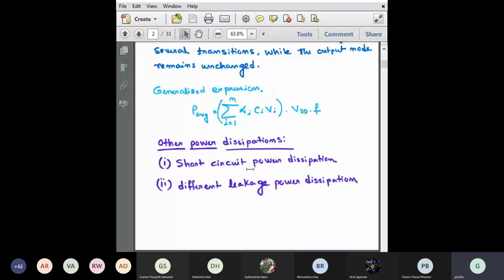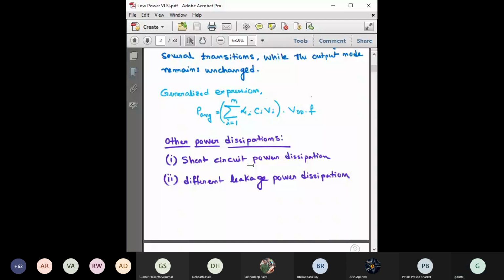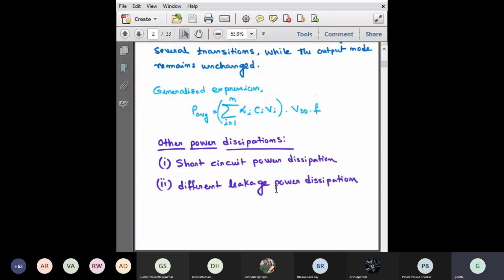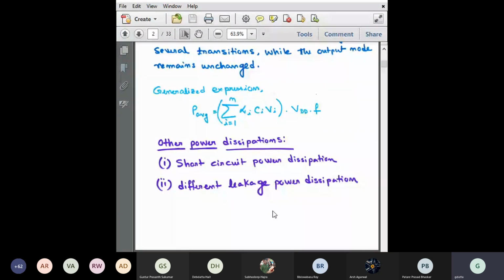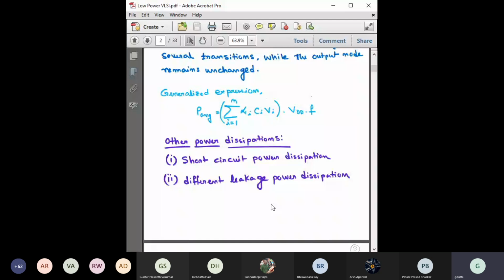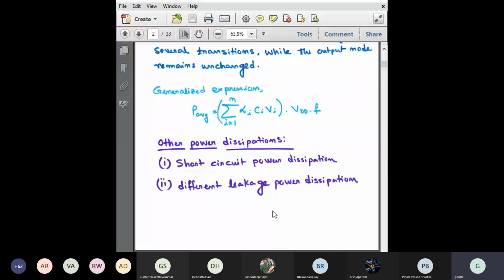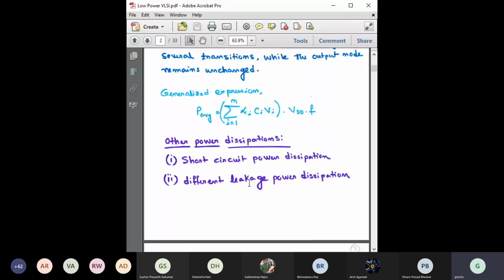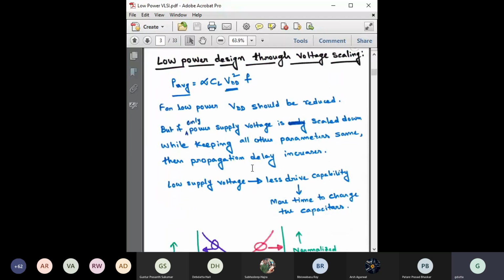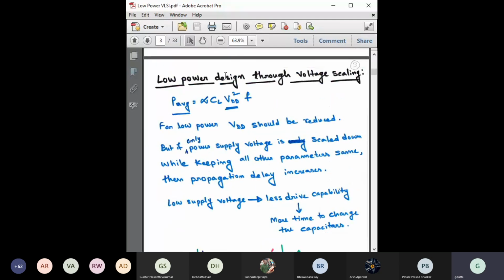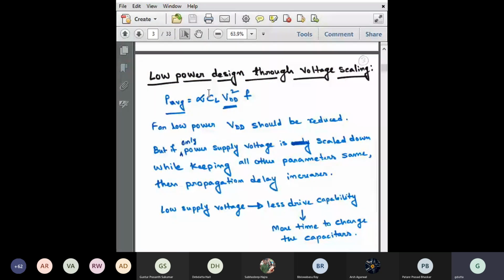This part we have covered earlier. Then the other one is leakage power dissipation. For example, there will be subthreshold conduction leakage. There will also be a diode between the body and drain, and there will be leakage current for that also, right? All these things can be taken care of by the device construction.